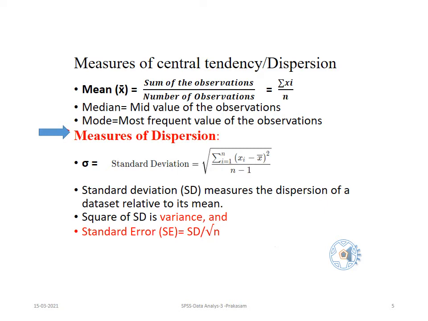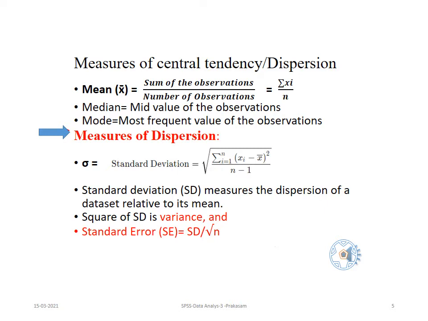This is the standard deviation, which measures the deviation of the observations from the central value. Central value is the mean. Sometimes mode may be used, but here SD is measured in terms of the deviation from the mean. Therefore, standard deviation is a measure of dispersion of a data set relative to its mean. And the square of the standard deviation, that is sigma square, is called variance, which without the square root gives the variation of the observations.